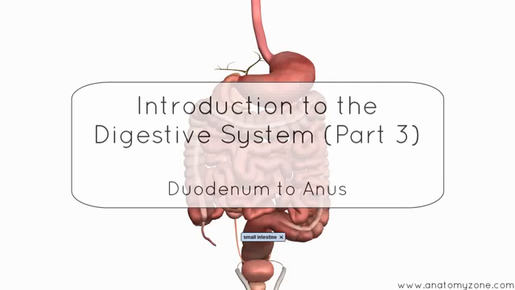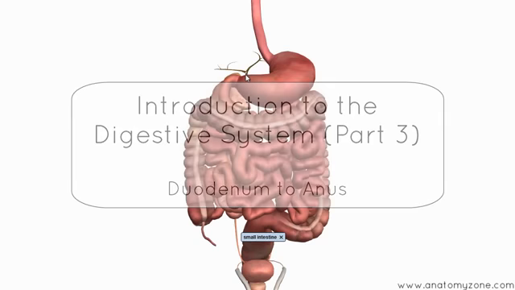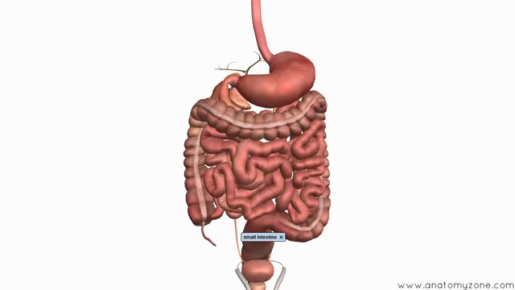So after the partially digested food, known as chyme, exits the stomach, it enters into the small intestine. The small intestine extends from the pylorus of the stomach all the way to the cecum, which is this little pouch at the beginning of the large intestine. So it's this little bit here.